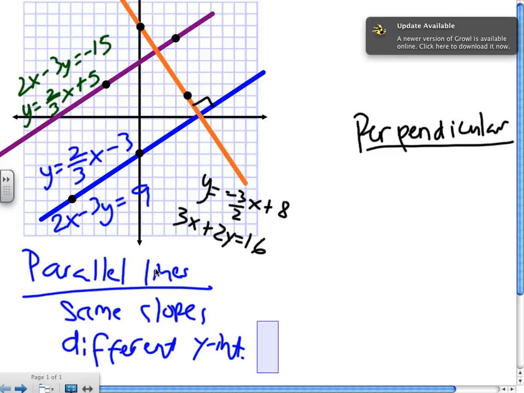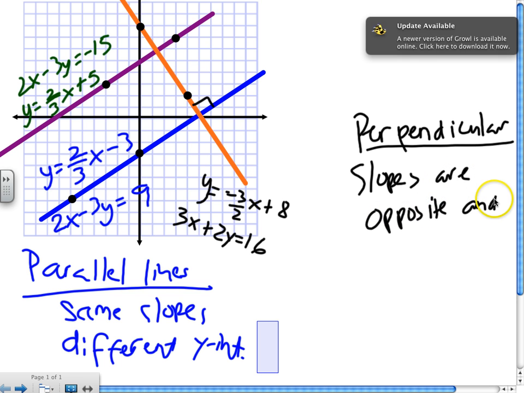So can we just sum it up like this? Slopes are opposite and reciprocal, right? That means they're flipped. So you take the opposite first and then the reciprocal of the slope. That's why over here we have 2/3, and the other equation we have flipped, 3/2, right? And then negative, because we have to apply opposite reciprocal. So slopes are opposite and reciprocal.